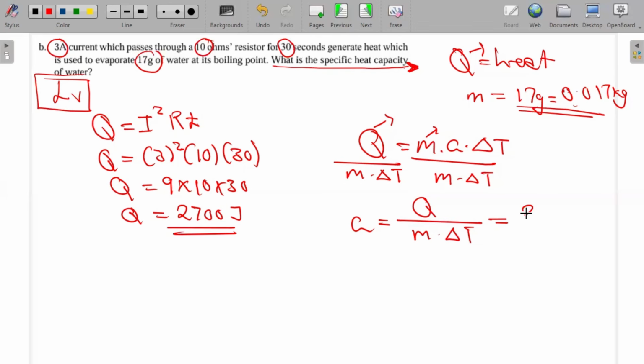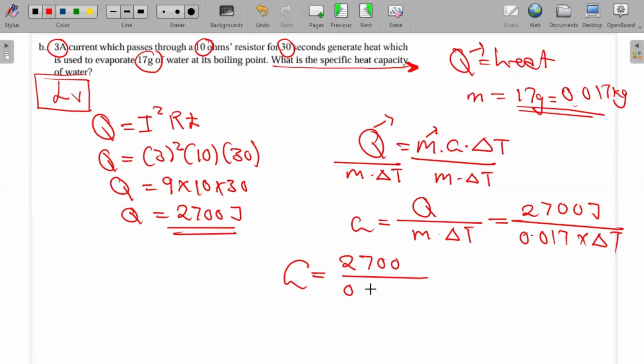We're just going to say this is equal to 2,700 joules divided by the mass, which is 0.017 multiplied by change in temperature, like that. So you would divide your 2,700 by what? By 0.017 multiplied by delta T. So my specific heat capacity will be equal to 2,700 divided by 0.017 delta T. We can leave it like that.